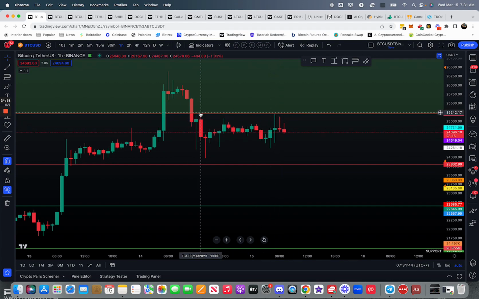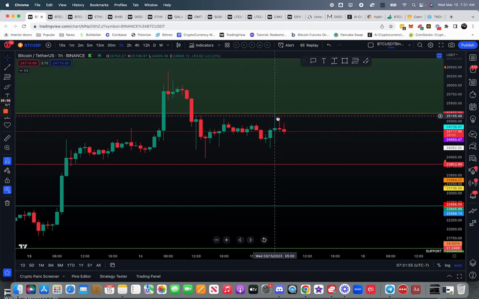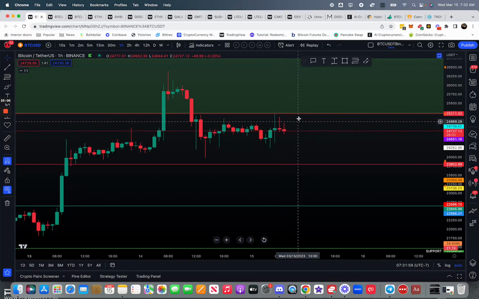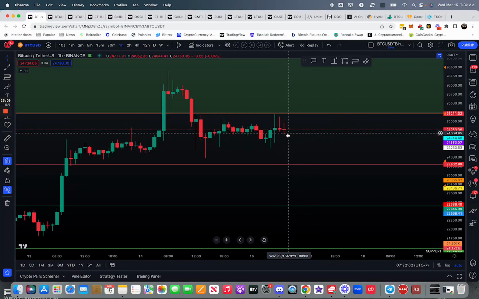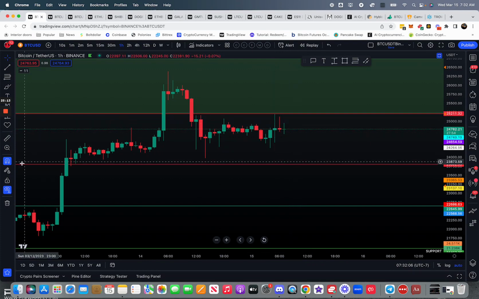You see how we found rejection here? We found a little bit of rejection, not too close here, but we got rejection here nonetheless at 25,000. We hit that line once again. We got rejected, follow through. So we're not seeing that strength that we want to see to get up here. Doesn't mean it's not going to happen. It's just right now not looking as good. The follow through is not as great.